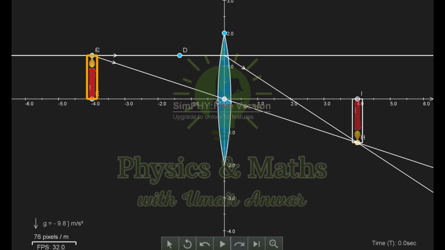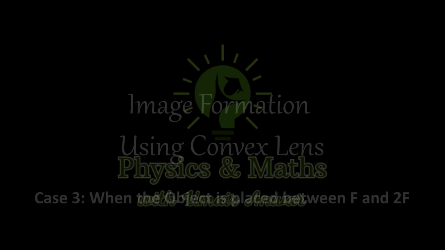The first of the ray is similar to the previous one. It is the ray which is coming parallel to principal axis and after being refracted passing through the principal focus. The second ray is coming and passing through the center of the lens and continuing its path undeviated. The two rays are meeting exactly at 2f and the image being formed is inverted, real, and of the same size as the object.